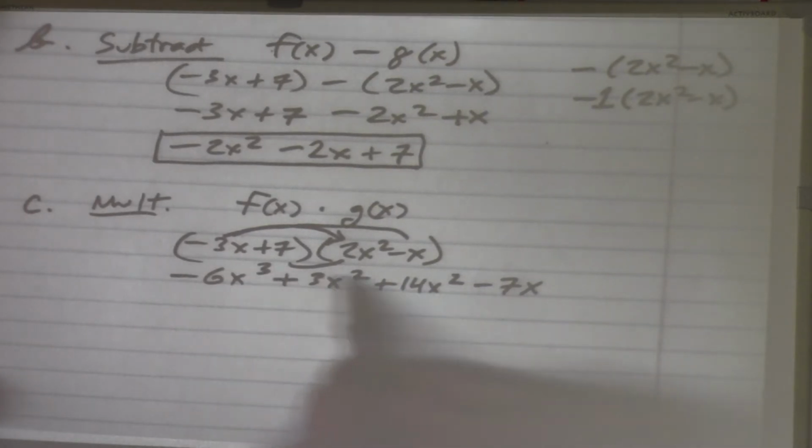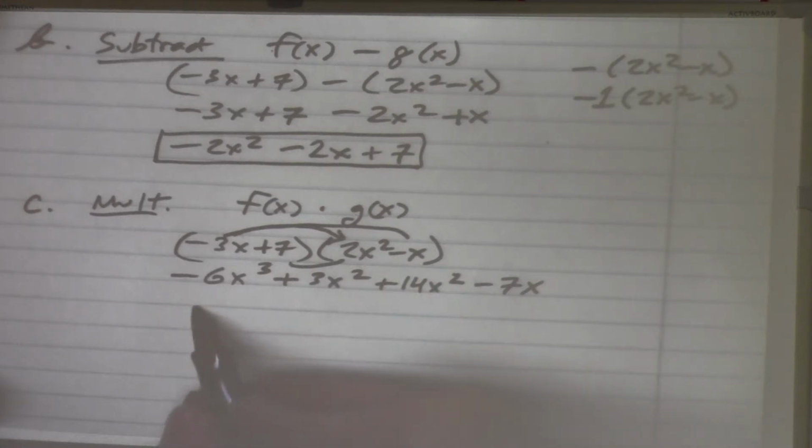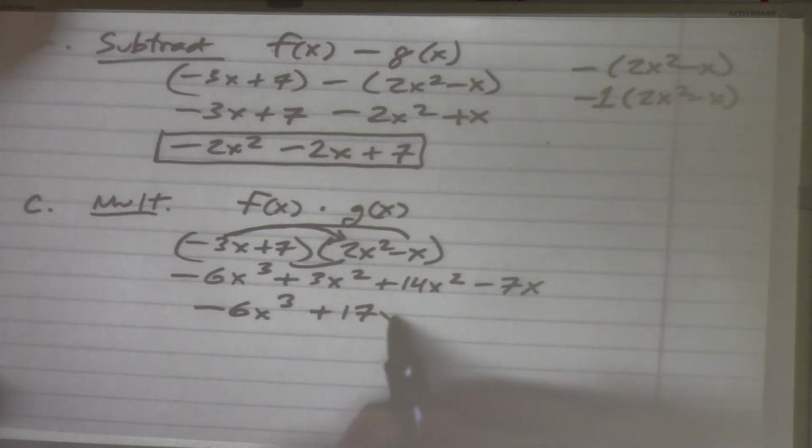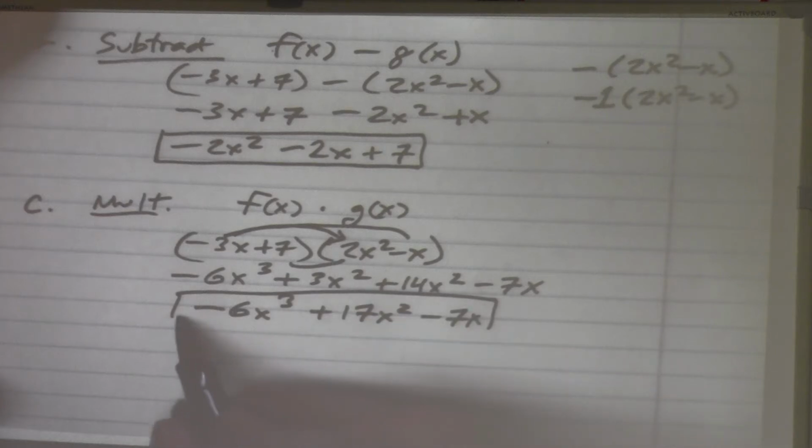Well, I look at the terms and two of them are alike, so I can combine them, but not the others. So I have negative 6x cubed plus 17x squared minus 7x. That is the result of multiplying them.